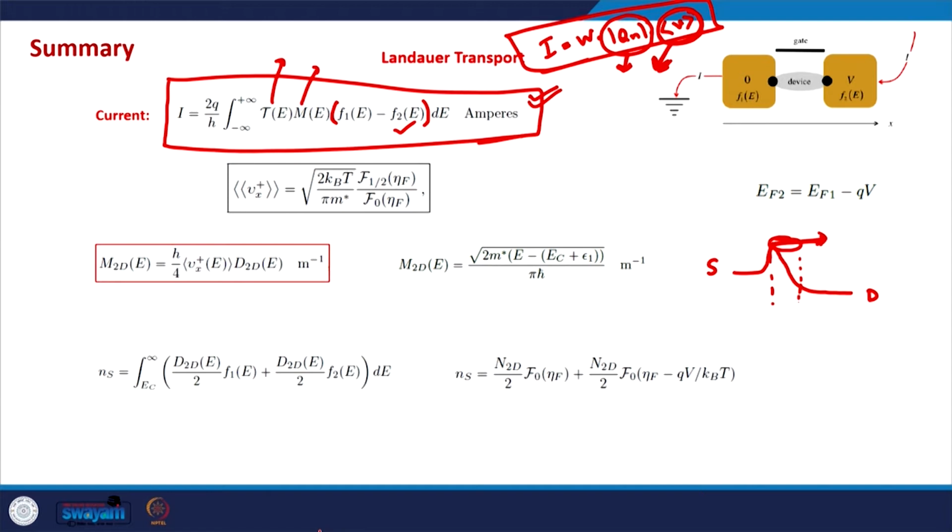Okay. At the top of the barrier, the average velocity in the x direction has been calculated in this way. This is the expression of the average velocity. The average has been taken over various angles and all the energy states in the channel.